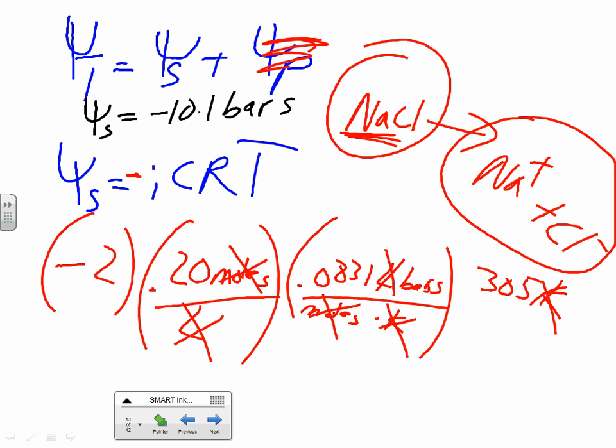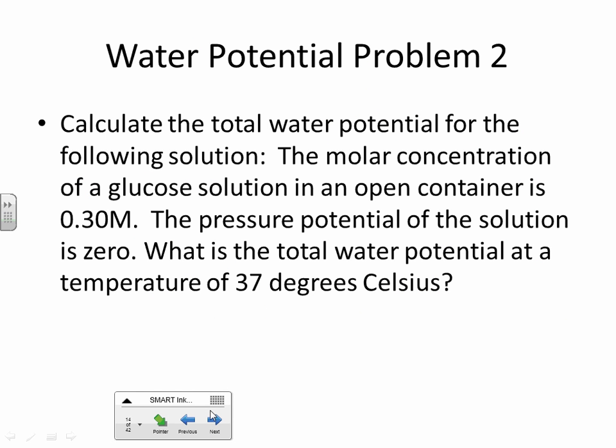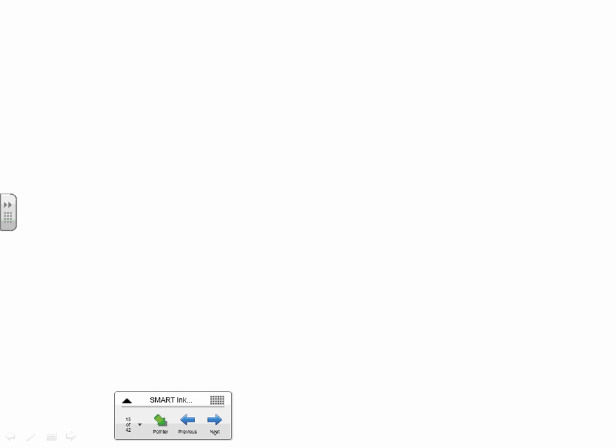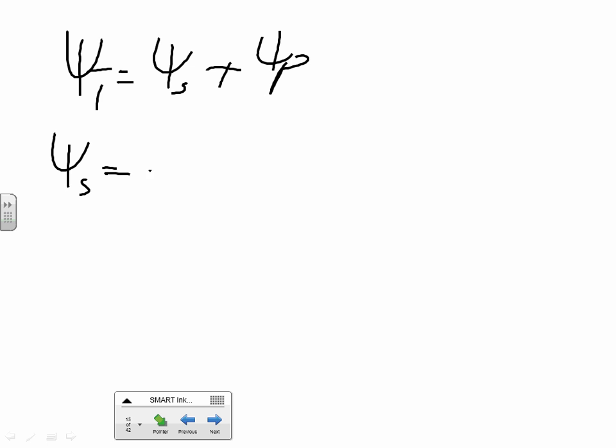Let's try another water potential problem. Here's a similar one. Notice this time we've got glucose, which is a what? A sugar held together by covalent bonds. Other than that, it's the same basic problem. So again, we go back to our formula. Total water potential is equal to solute potential plus pressure potential. And solute potential equals -iCRT. The problem tells us the pressure in this one is 0. So we plug in what we know.